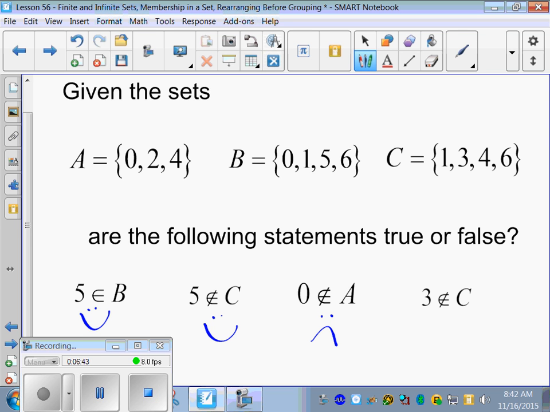All right, finally, 3 is not an element of C. Very good. Sad face. That one's false. So smiley faces mean true, sad faces mean false. You guys can do that on your sets if you really want to. All right. Pretty easy stuff. I think you guys can all do it.